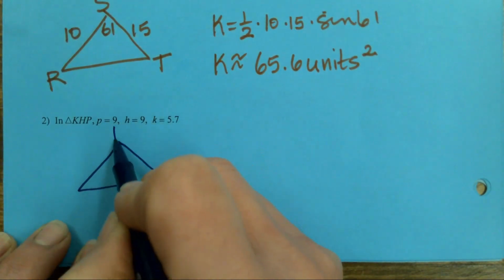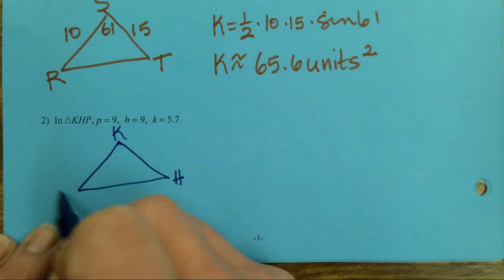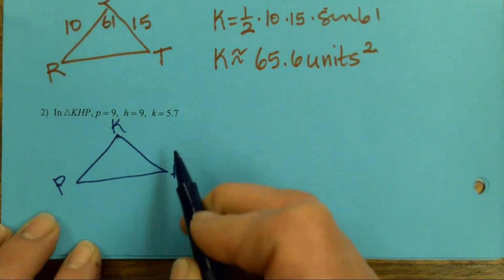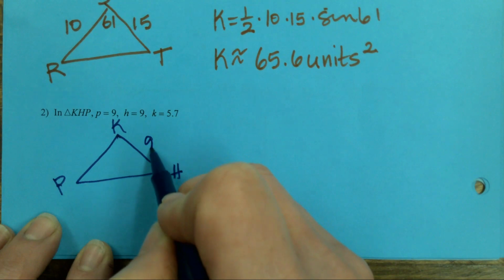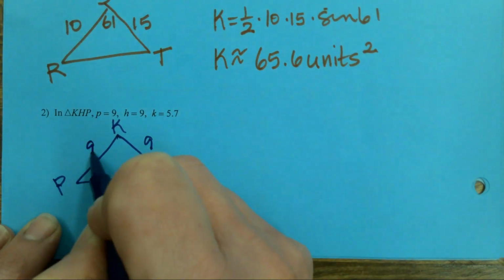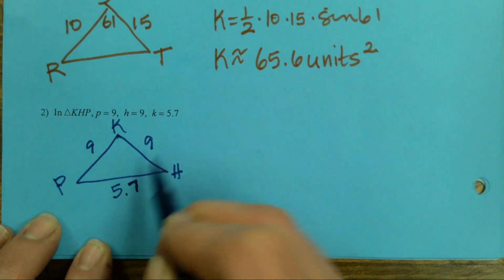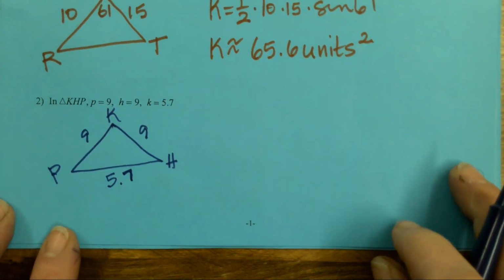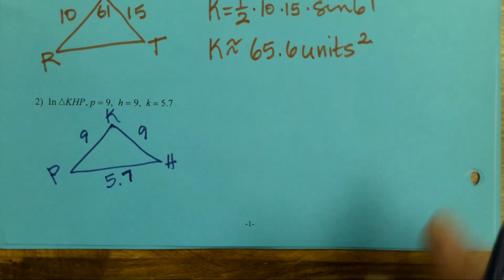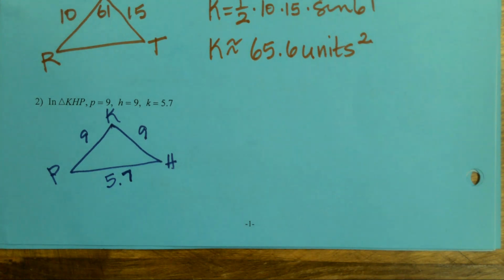So I'll draw my picture. This is triangle KHP, and I know that side P is 9, side H is 9, side K is 5.7. What kind of triangle is this? Isosceles, nice job. But these formulas don't differentiate between isosceles or acute or scalene or any of those kinds of things. We just have to take the information that we're given and pick the appropriate formula.